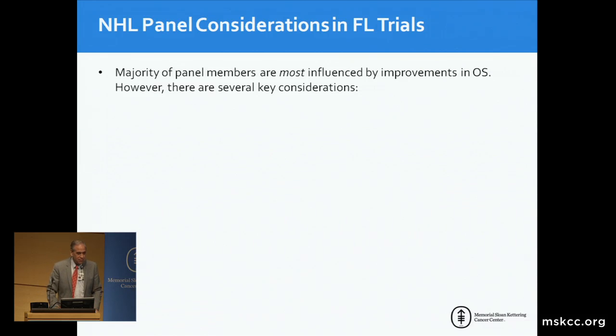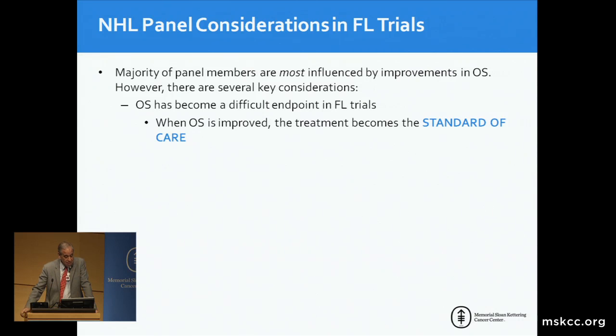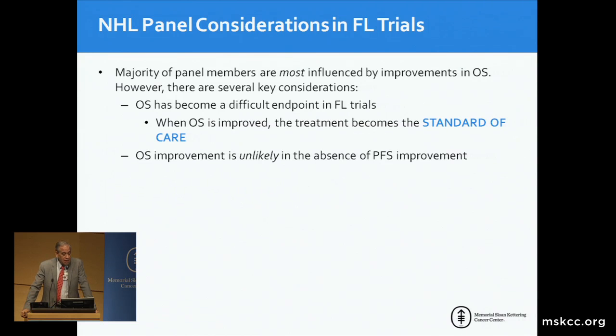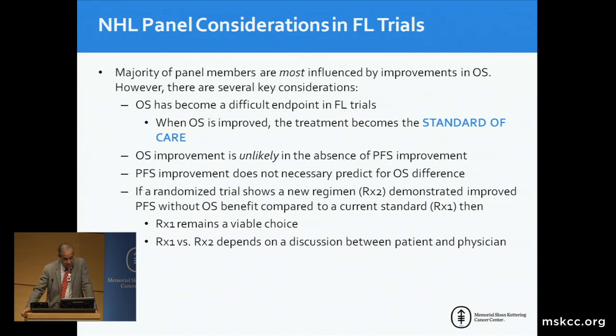However, in follicular lymphoma, there are some problems. Overall survival is a really difficult endpoint. When overall survival is improved, the treatment becomes the standard of care. Overall survival is unlikely to be improved if there's not improvement in progression-free survival. However, the reverse is not true. Progression-free survival is not necessarily a predictor for improvement in overall survival in this disease.